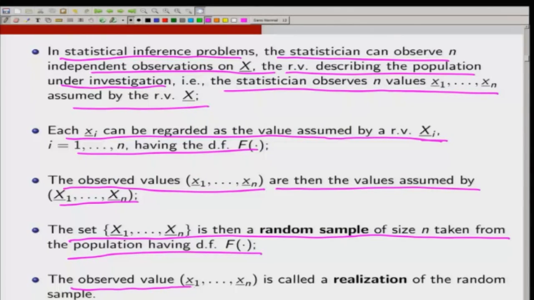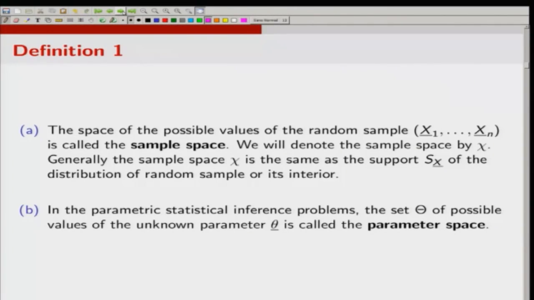Now the observed values of the random sample are called the realization of the random sample. So after I have conducted the experiment, I know what the observed values are. Those values have been observed for the random variable, and those we call the realization of the values of the random variable. So let us look at this definition.